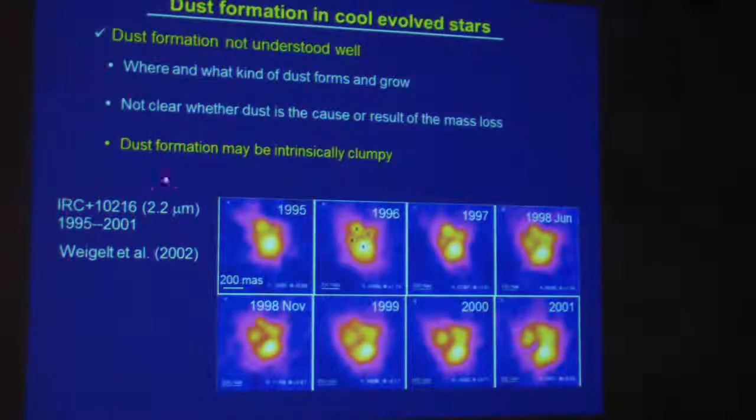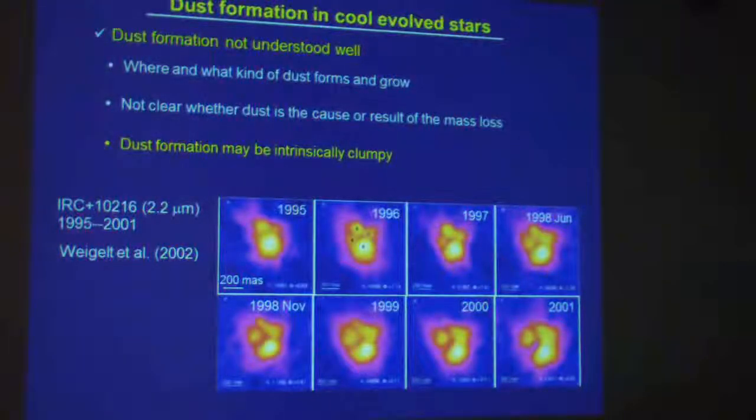And this is a very good example of the famous copper star RC10-16. These are the time series of diffraction-limited 2.2 micron imaging taken by a group from 1995 to 2001. And you can see several dust clouds and they evolve over several years.